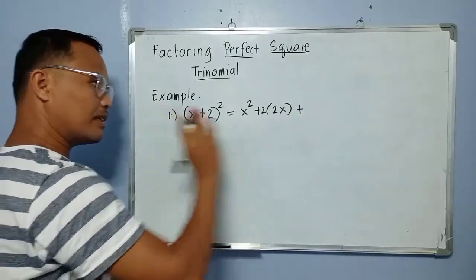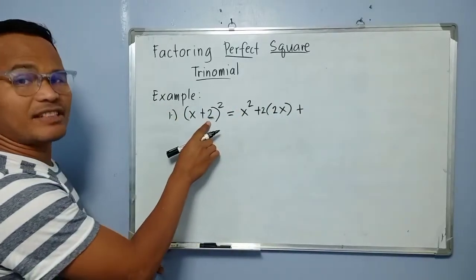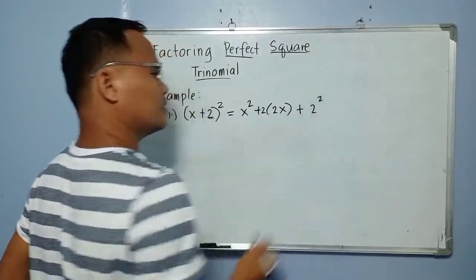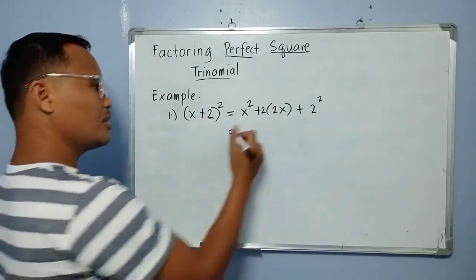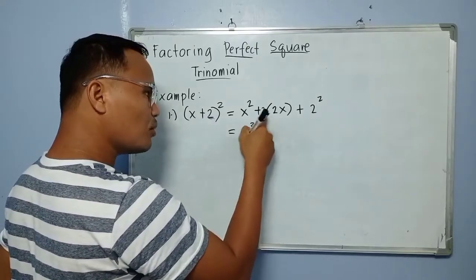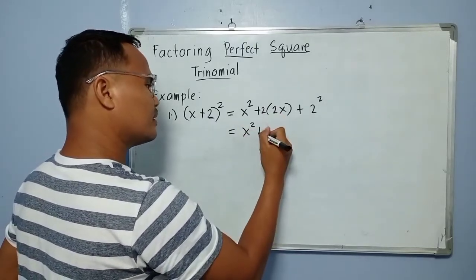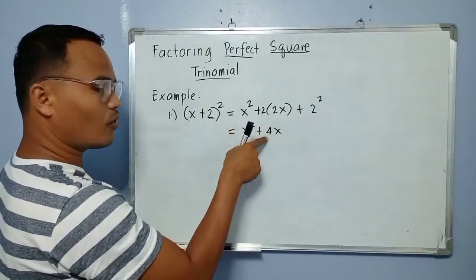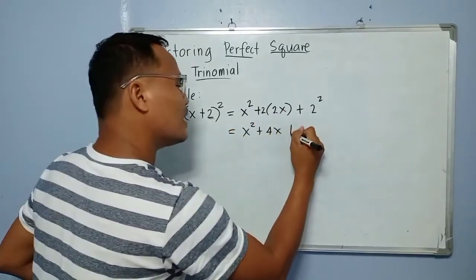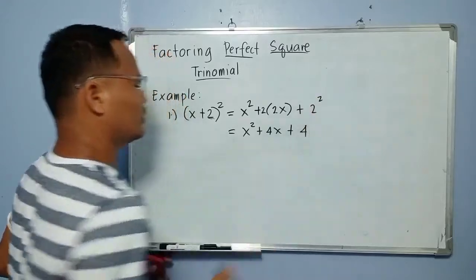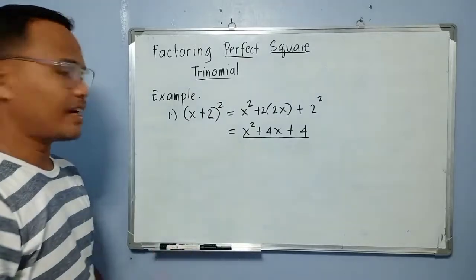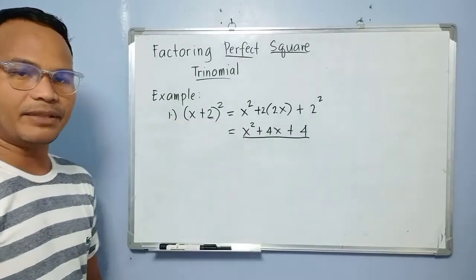Now, the third term is the square of the second term. Our second term is 2, so we have 2 squared. Let us simplify. We have x squared. Multiply these terms: that is equal to 4x, because 2 times 2 is 4, then copy x. Plus 2 squared is 4. Now, this is the perfect square trinomial of this square of a binomial.